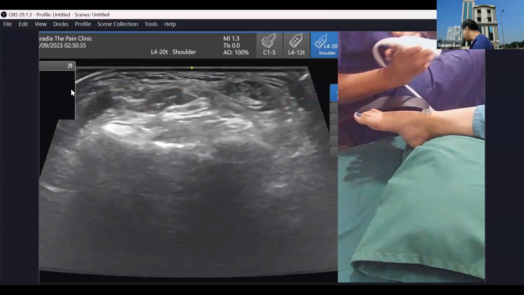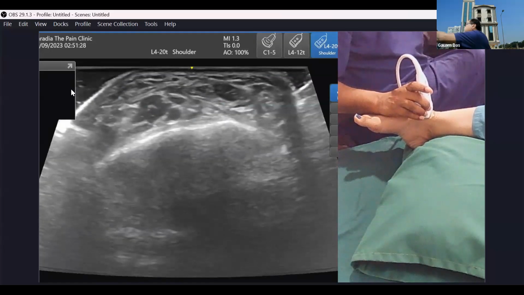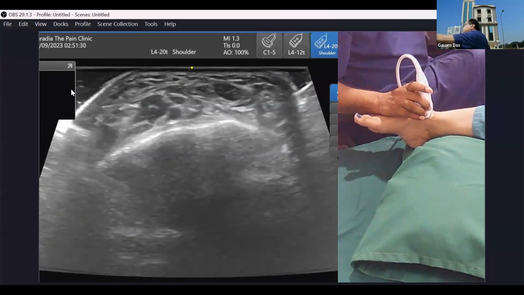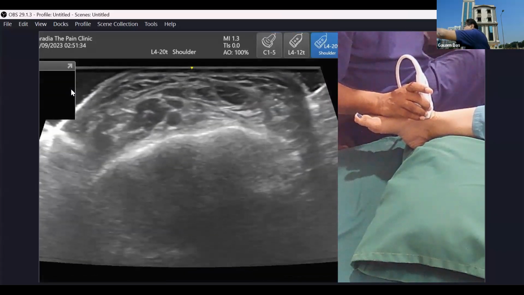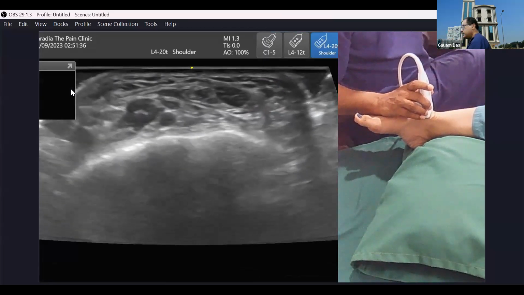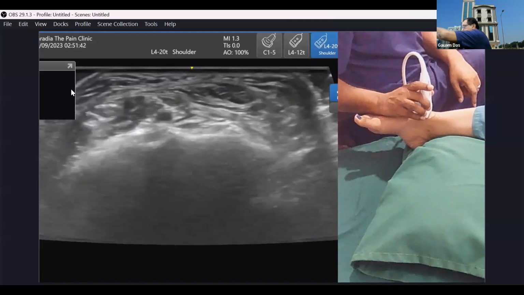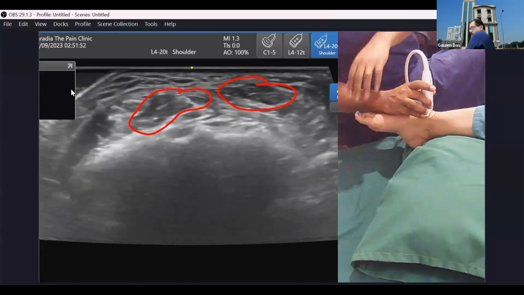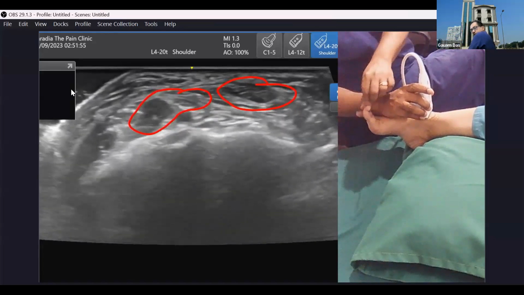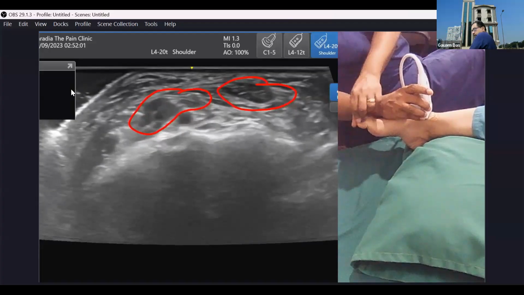So my aspect marker is on the lateral side, and let me reduce the depth so that you will be able to appreciate it better. Okay, so you can see the pulsating blood vessels there. This was your tibialis anterior. This was the extensor hallucis. How to understand that? See what I'm doing? I'm moving the great toe. So it is moving. So that is your extensor hallucis longus.